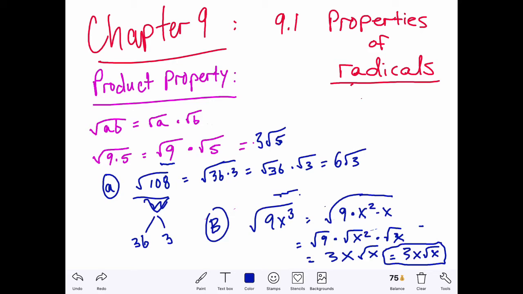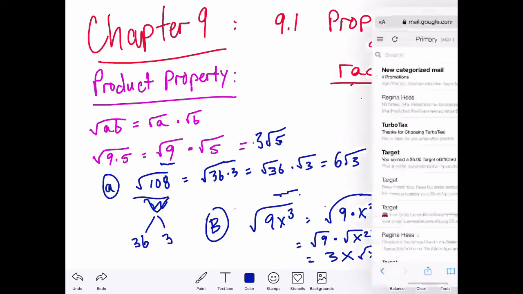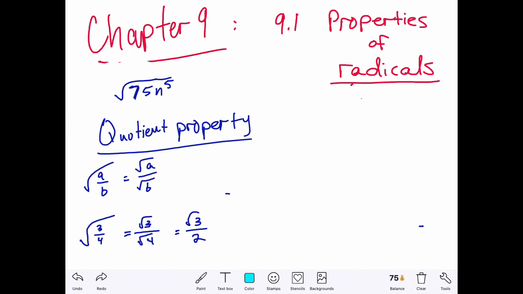Okay, so we're going to look for perfect squares and try and escape all the perfect squares, preferably the largest perfect square, from the radical when we go to simplify our answer. Okay, let's keep going here, and let's look now at one more of these, and then we'll get into the quotient property. For example, if I had the square root of 75n to the 5th, well, how do I want to simplify that?